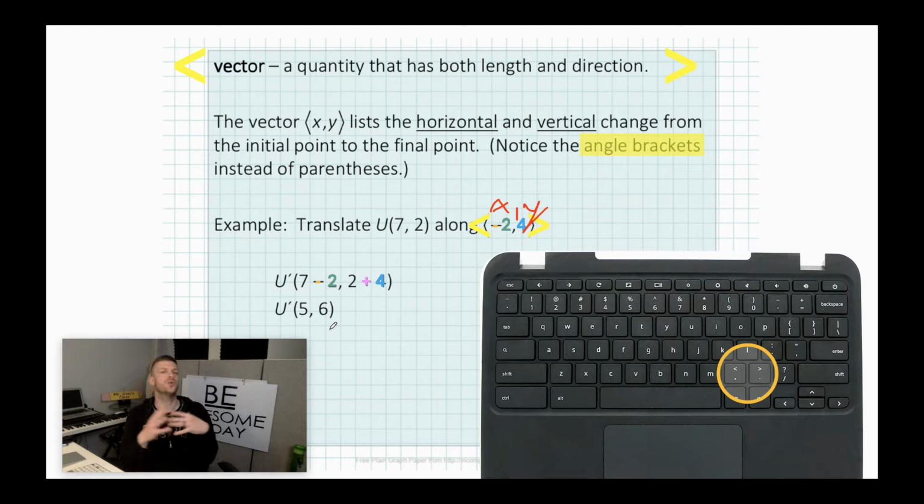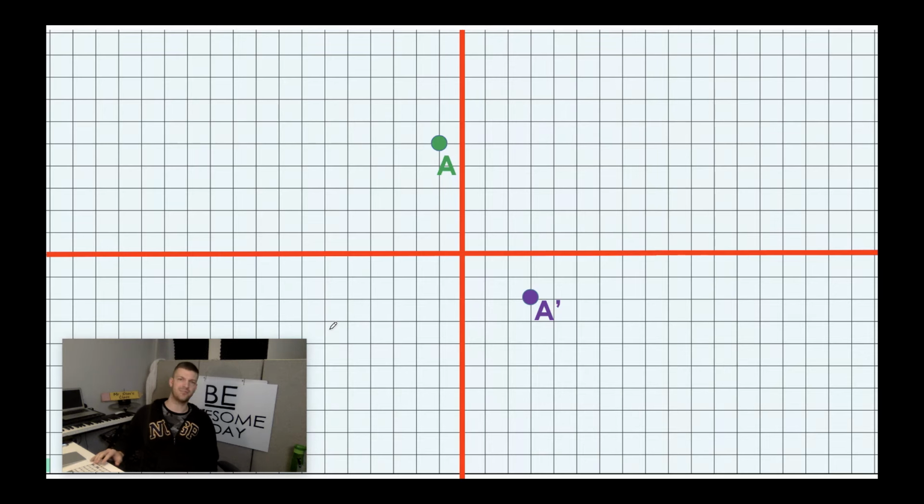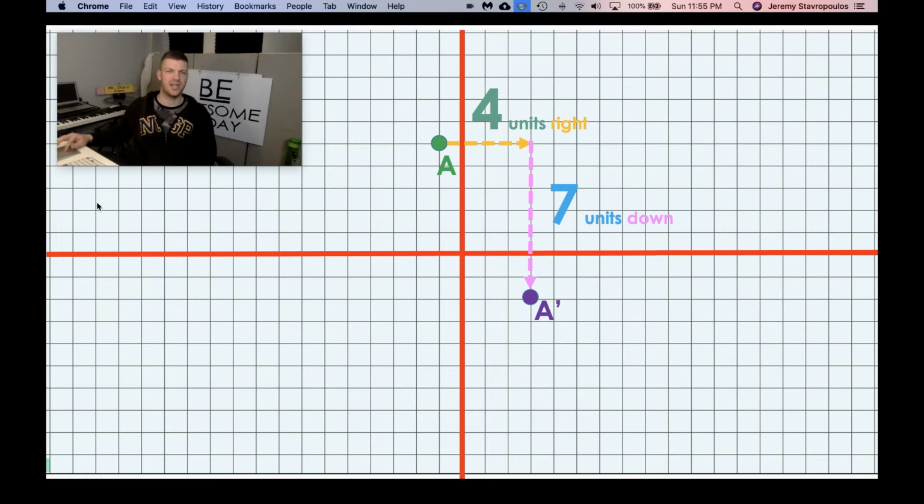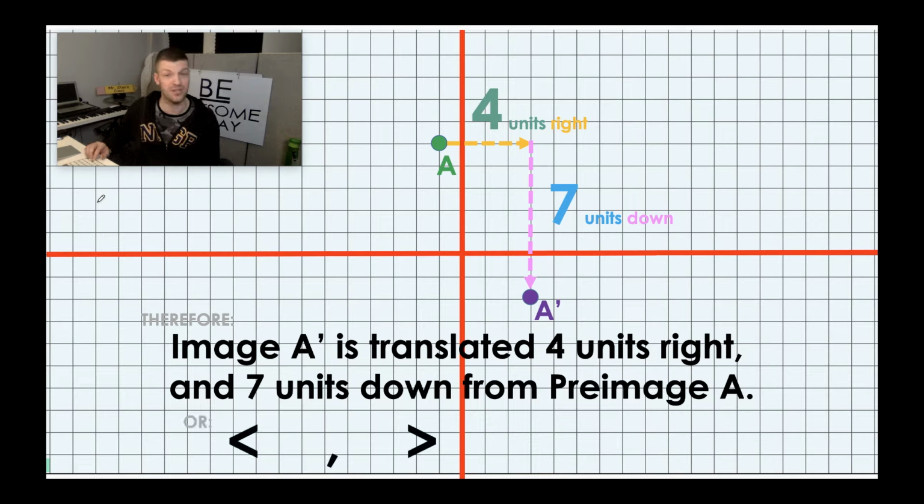So I want to jump back all the way to our first example. Remember we had A and A prime, and we moved it 4 units to the right and 7 units down. Move me out of the way again. And then we had this super long therefore sentence: image A is translated 4 units right and 7 units down from pre-image A, and I didn't give you enough time to write that down. It takes forever to write these sentences out, but it doesn't take forever to write a vector.